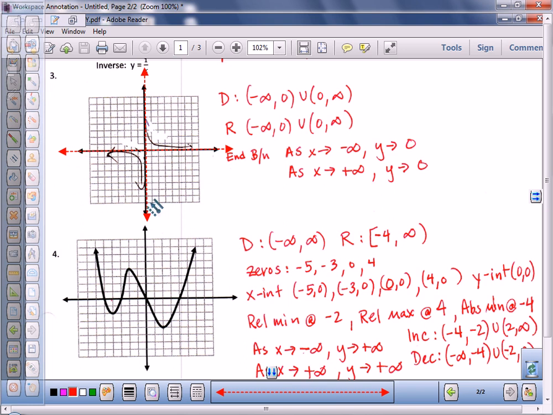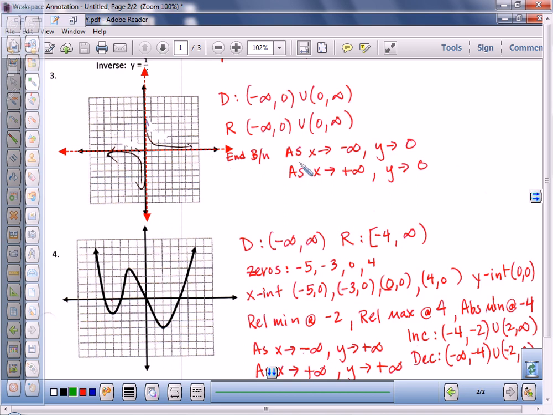Okay, so if we go left to right, you see it does not have an x value right here. So the domain is from -infinity to 0, not including the 0. That's why we have the parentheses. Union with 0 to infinity. The range is -infinity to 0, union with 0 to infinity. It does not have an x value of 0. The graph does not have a y value of 0. Do you see why those are excluded from the domain and range?